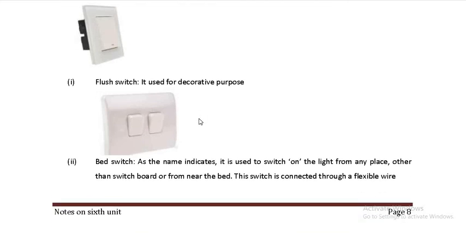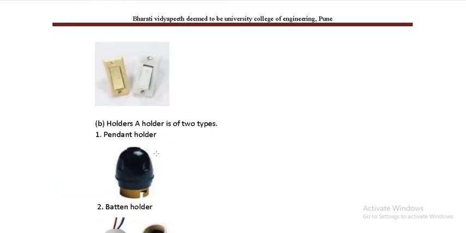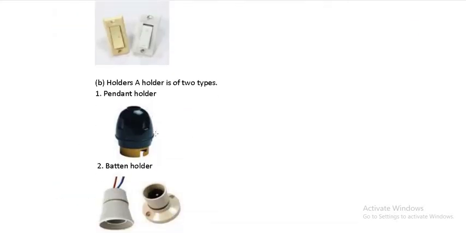Okay, and next is the bed switch. Again, the bed switch is normally not on the switchboard, but it is very near to the bed, and normally flexible wires are used for that. Okay, next is what is called the pendant holder.